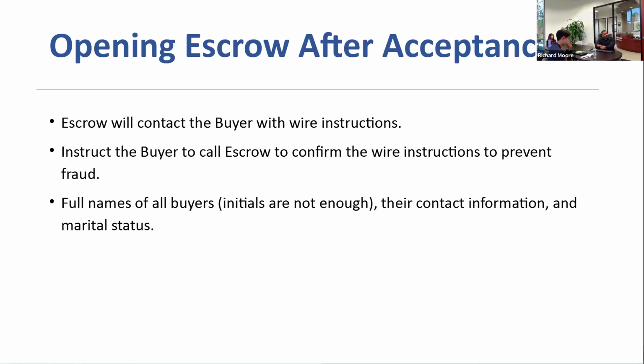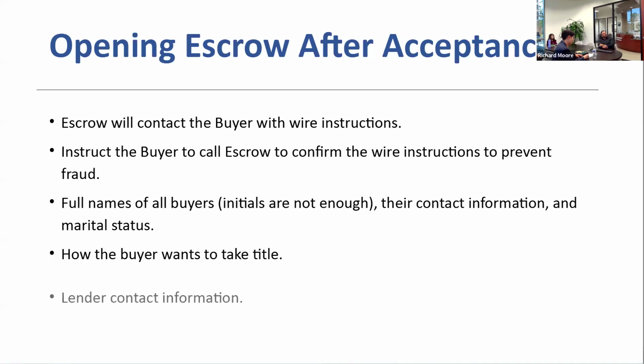Escrow's going to want full names of all buyers. Initials are not enough. It has to be full. If it's like Carlos S. Rodriguez, they want Carlos. If it was Carlos Sean Rodriguez, then it's not just Carlos S. It's Carlos Sean Rodriguez, right? So, and their contact information, marital status, if they're single or married, how the buyers want to take title. These are all things that escrow's going to ask them. They can also ask for the lender contact information.